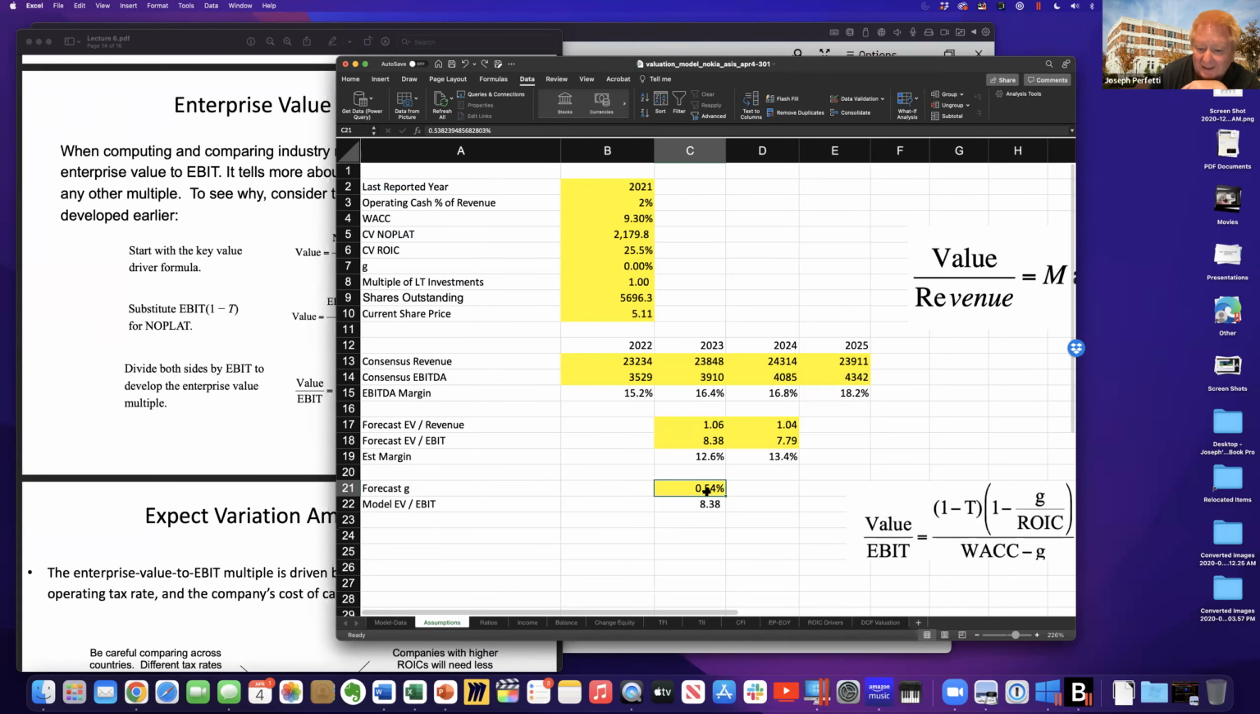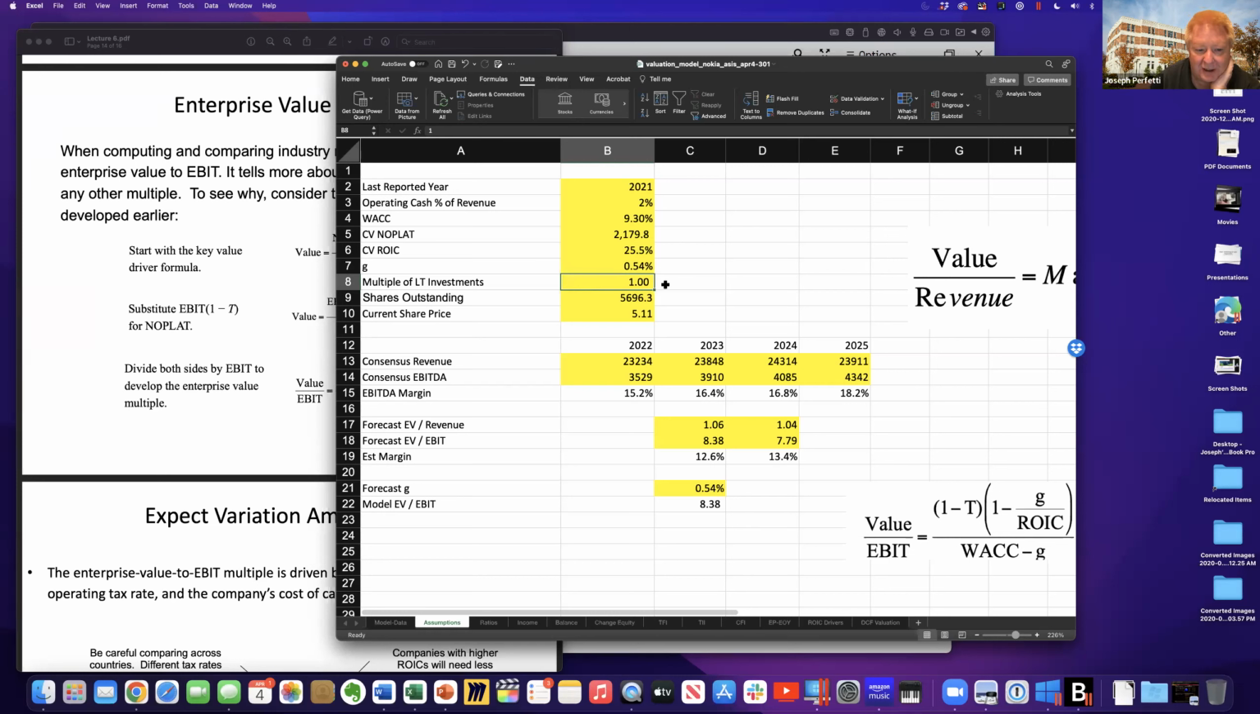So here's the point. Now that this is 0.54, I'm going to come here to my G. I'm going to make that 0.54. But here's what I want you to see. Watch what happens to the ROIC. 25.5, 0.54%. Actually, it didn't change that much.